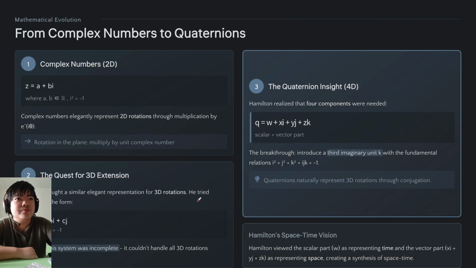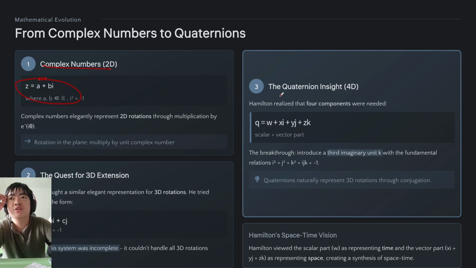What did he find? Hamilton was searching for a way to describe 3D rotations as elegantly as complex numbers describe 2D rotation. But he realized something profound. Three dimensions were not enough. He needed a fourth. Thus, the quaternions were born.